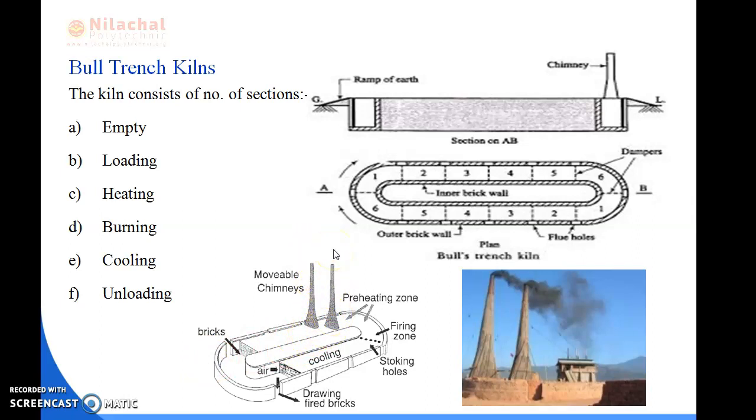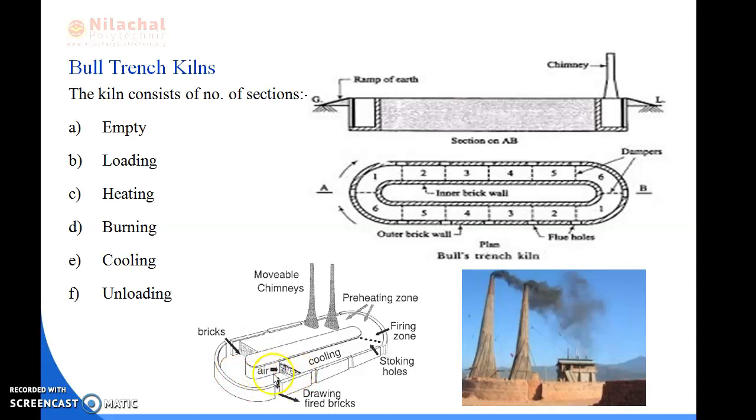And this kiln consists of a number of sections. I have shown you the sections it consists of, in which all the operations of loading, heating, burning, cooling and unloading are done simultaneously. You can see the diagram here. The bricks enter here and are loaded in this process, and heating will be done. After that comes the preheating zone, then firing. Next here you can see the cooling process is done, and after cooling, it is unloaded from here.